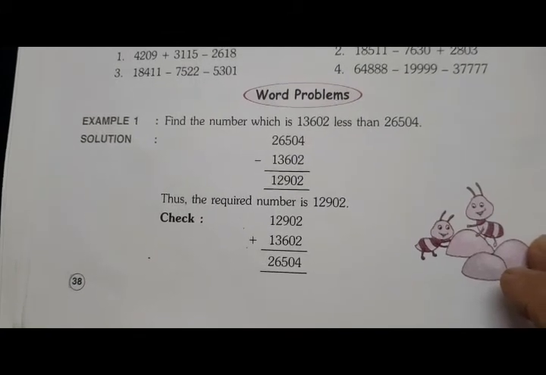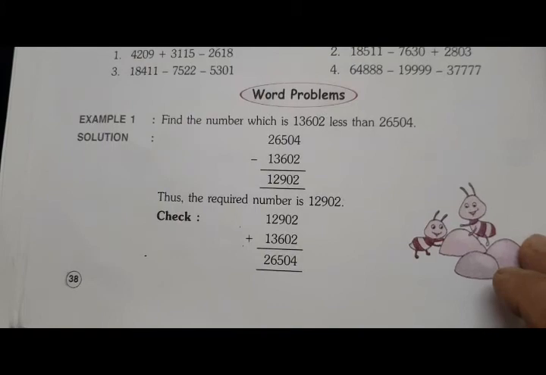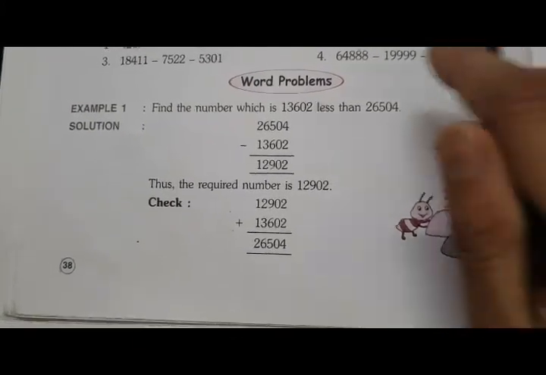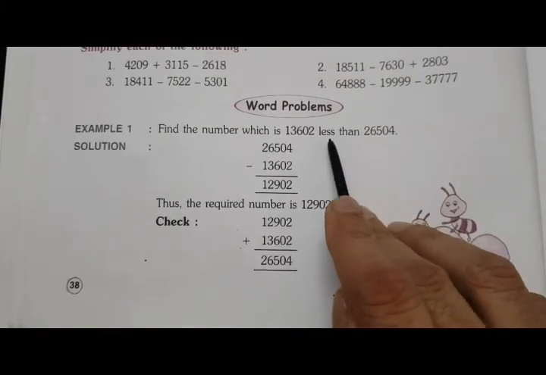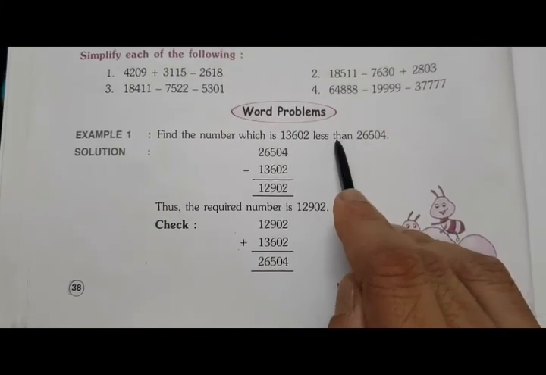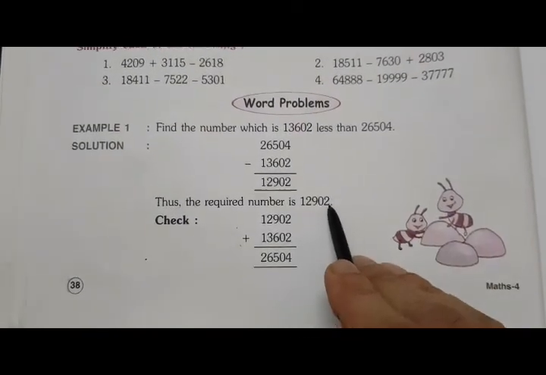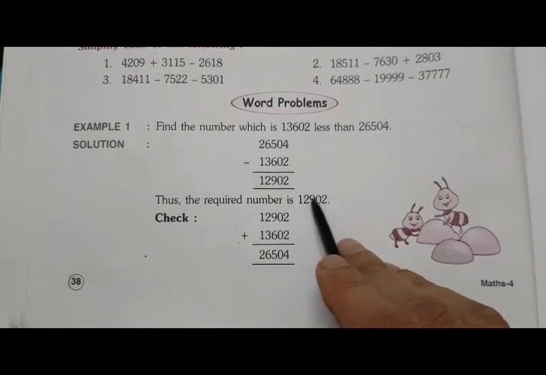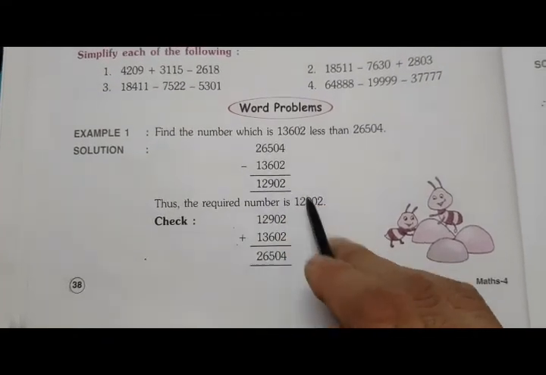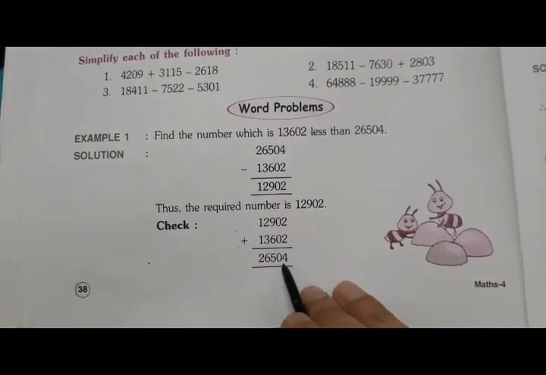Now the first example: find the number which is 13,602 less than 26,504. What you have to keep in mind is the keyword given here, less than. Less than means subtract. So you subtract this from this and the required number comes. When 12,902 and 13,602 are added, you will get the same answer as your checking part.